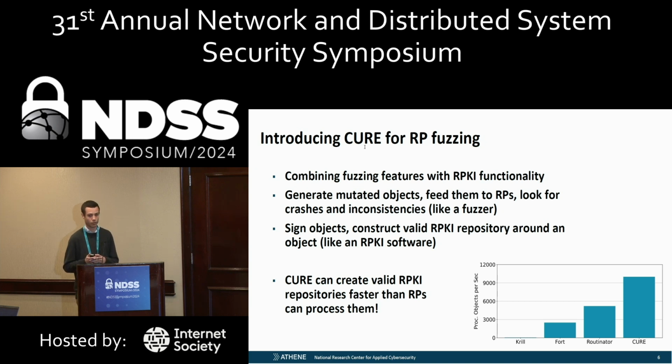And in the design of Cure, the speed was very important, right? Because a fuzzer needs to be as fast as possible to test as many objects as possible and hopefully find a lot of vulnerabilities. And so we created Cure to be as fast as possible, and we decided to not use an existing implementation of an RPKI repository, but build our own, which is optimized in the right places to generate enough objects for the fuzzing. And in fact, in the end of our project, Cure was faster than all available RP software could even process the objects. So we could generate objects faster than the RPs could process them. So the setup was limited by the RPs and not by our implementation.